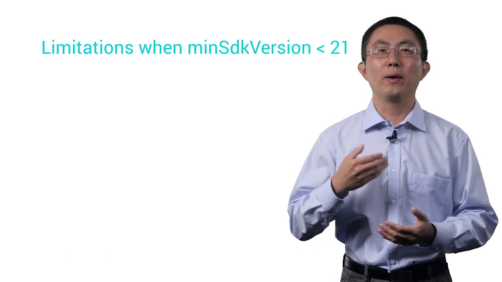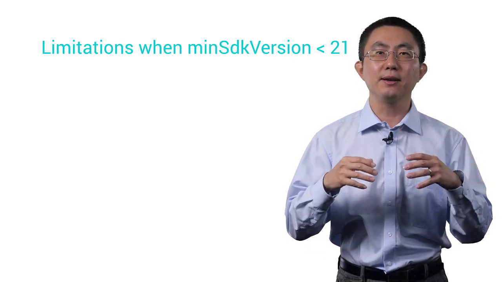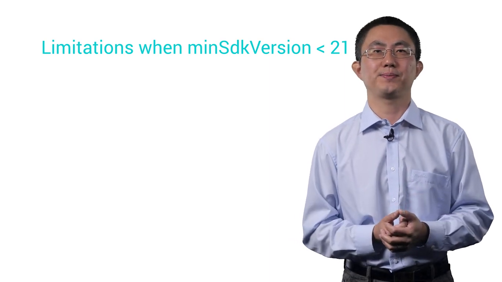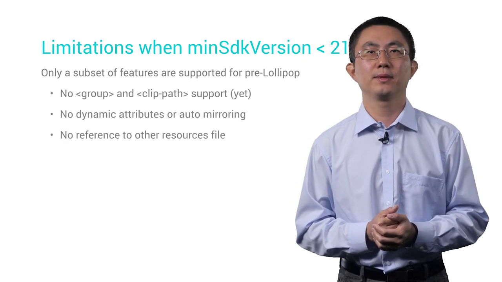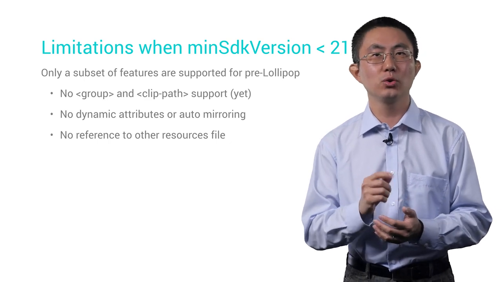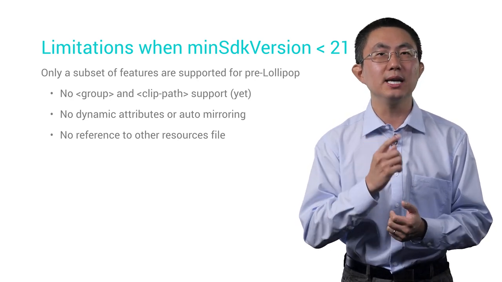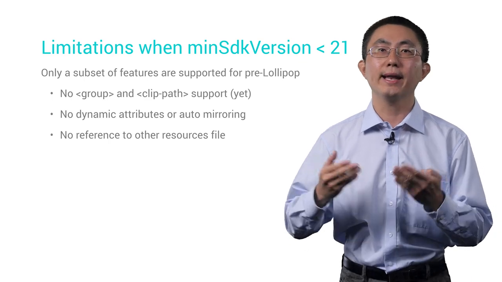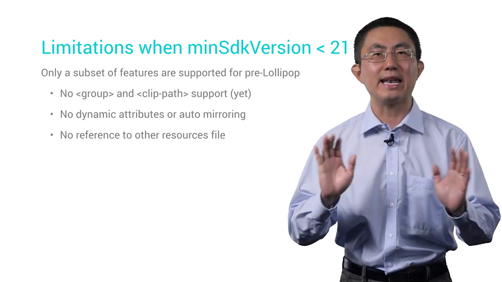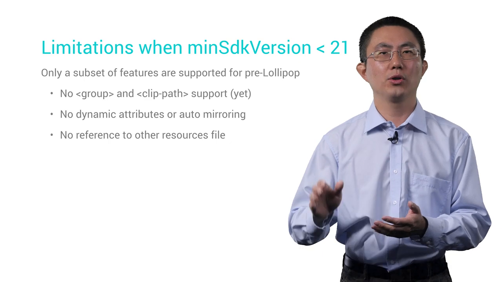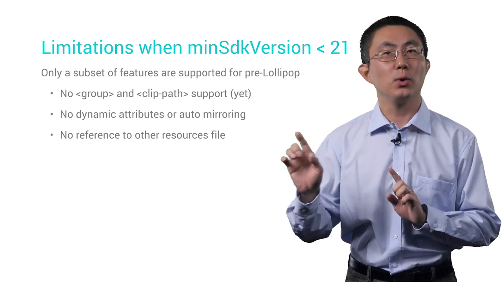There are some limitations when we are dealing with this backward compatibility support. We are trying our best to show the lint errors in the VectorDrawable's XML file for these limitations. First, only a subset of API features of VectorDrawable are supported. We are enhancing this now, but currently, group and clip-path tags are not supported. Given we can only have one static PNG file generated to replace VectorDrawable in older Android versions, that also means in the XML file of VectorDrawable, we cannot support dynamic attributes, such as theming or auto-mirroring. And for performance concerns, we don't support resources referenced to other XML files.